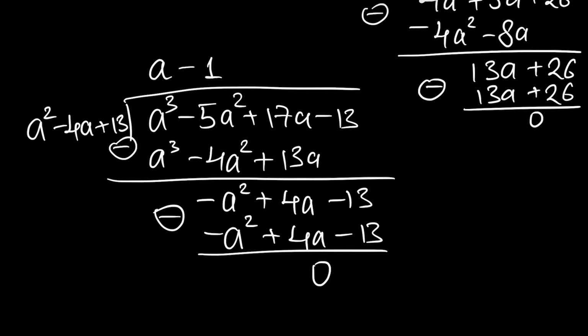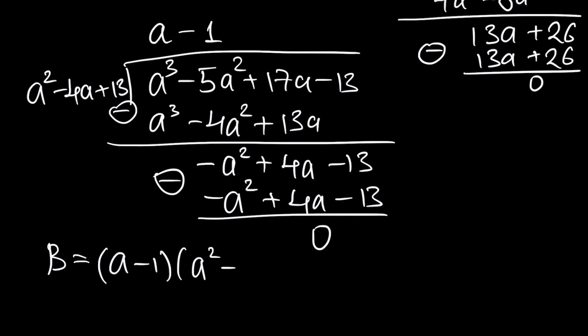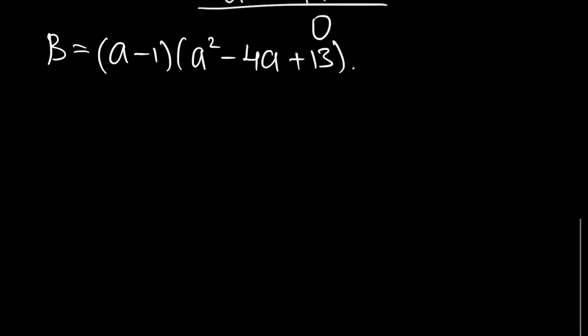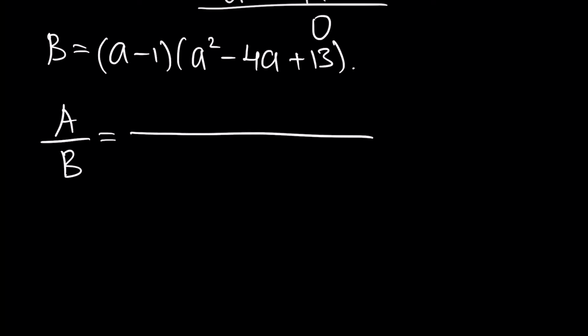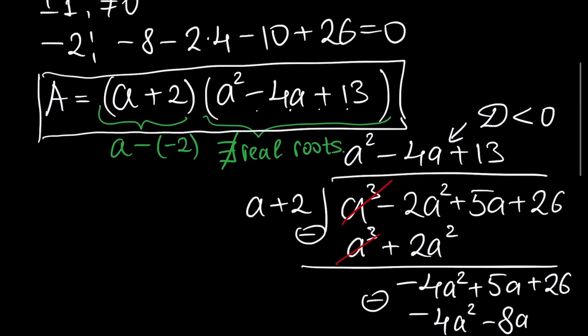That's why this polynomial, which was in the denominator of our problem, can be represented as a multiplication of this polynomial and this polynomial. Or in other words, b is equal to a minus 1 times a squared minus 4a plus 13. And let's rewrite our problem. Our problem was a divided by b. So in b, in the denominator of our algebraic fraction, we will have this. Let's rewrite it. And the numerator of our problem had this.